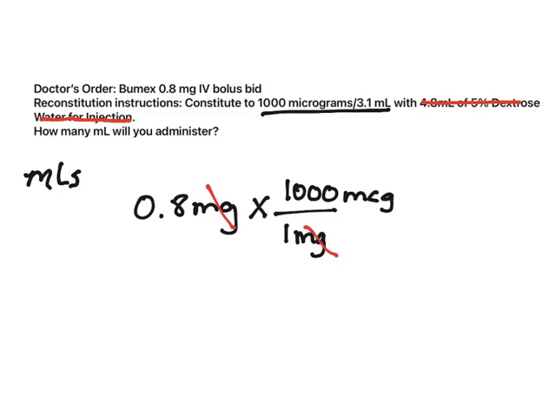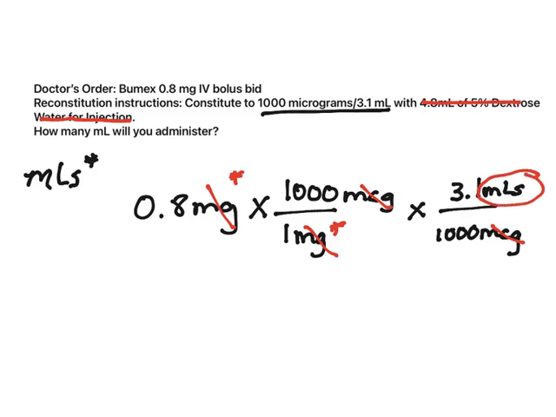Remember, in order for something to cancel out, it has to be on the top and it has to be on the bottom. So our milligrams canceled out. We're left with mcg, micrograms, but our answer needs to be in mLs. We know from our problem that there is 1,000 micrograms per 3.1 mLs. So our micrograms cancel out and we're left with mLs, and we need mLs, right? So we're in good standing.